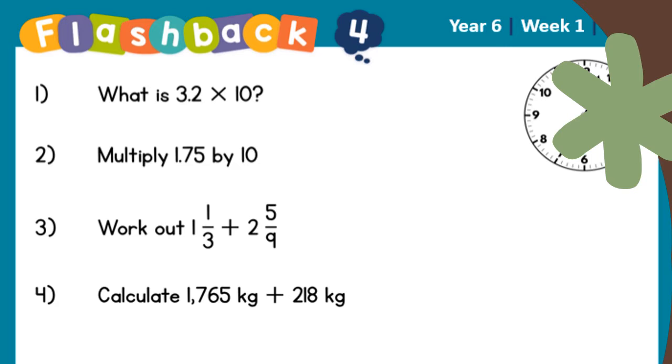And number 4, you are going to use column method to calculate 1,765 kilograms plus 218 kilograms. And it's really important there to remember your place value and the position of the number. So you start with your smallest value and then go along to your highest value, which is your thousands in this case. Good luck.